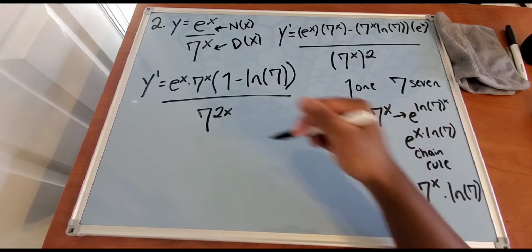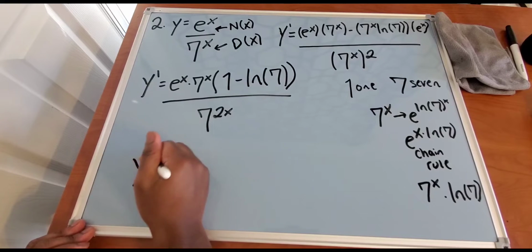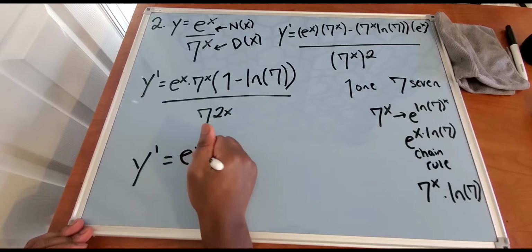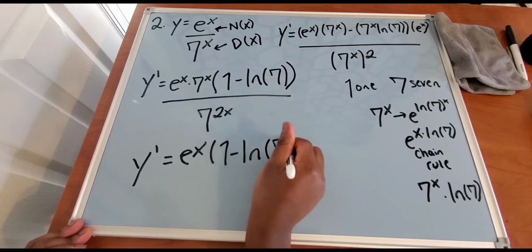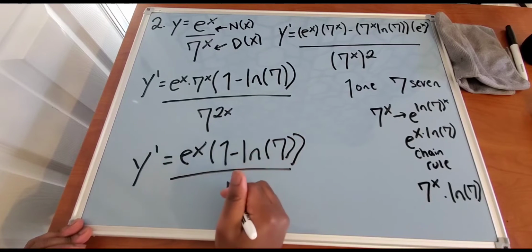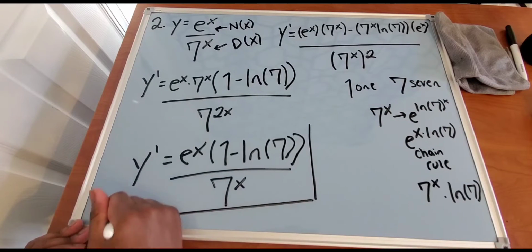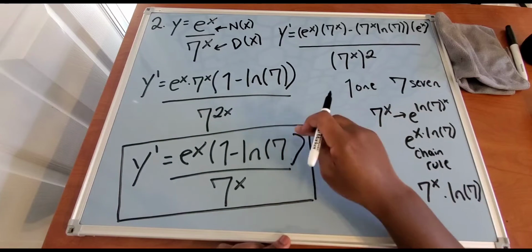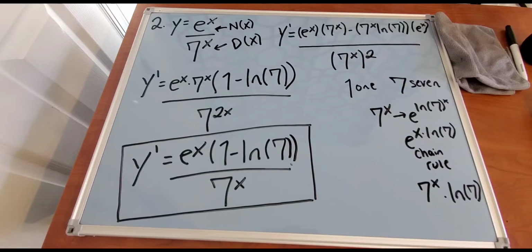So just like before, we have 7 to the x in the numerator, and we have 7 to the 2x in the denominator. So that can actually give us just 7 to the x in the denominator. So our final answer will be equal to e to the x times 1 minus the natural log of 7, all over 7 to the x. So this right here is our final answer. A little crooked, but that's our final answer. And you can just leave it like this.